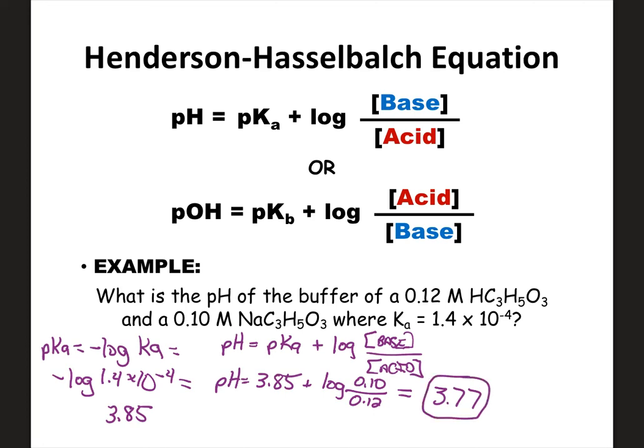This would be the pH of this buffer if you had these values. So that's a pretty basic buffer problem, realizing that the acid was weak. So I needed to use the pH version of the Henderson-Hasselbalch, and I needed the pKa. Remember, the concentration of the acid would go on the bottom here because it's the pH version of the problem. But the pH comes out to be about 3.77.